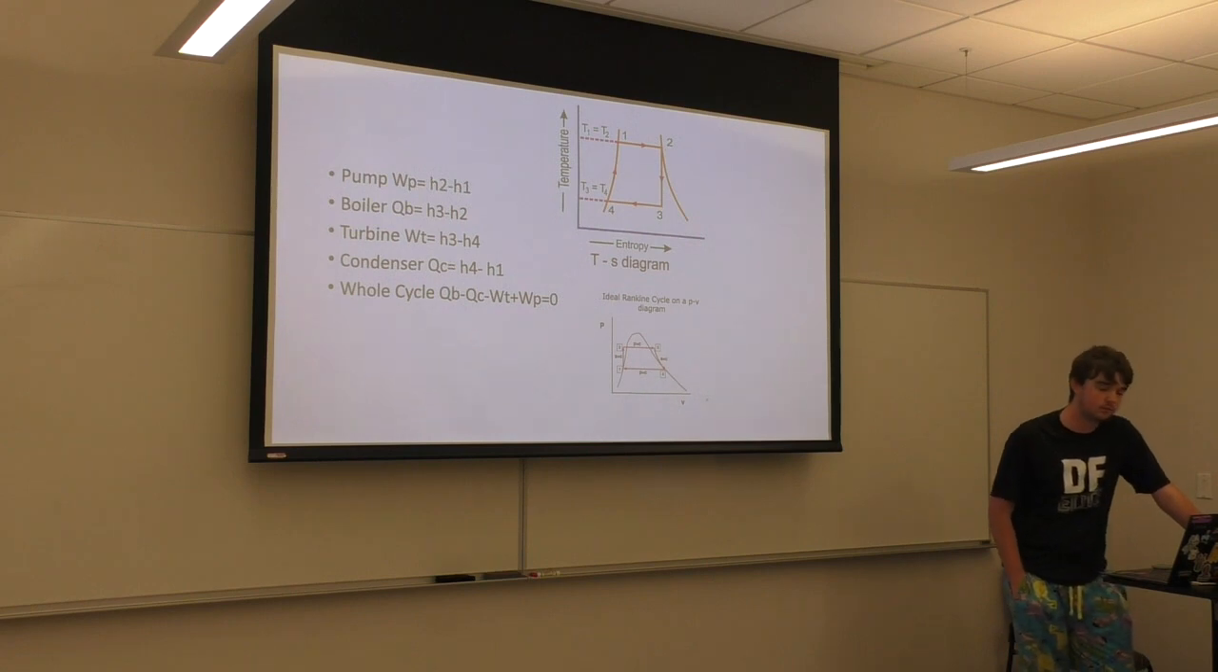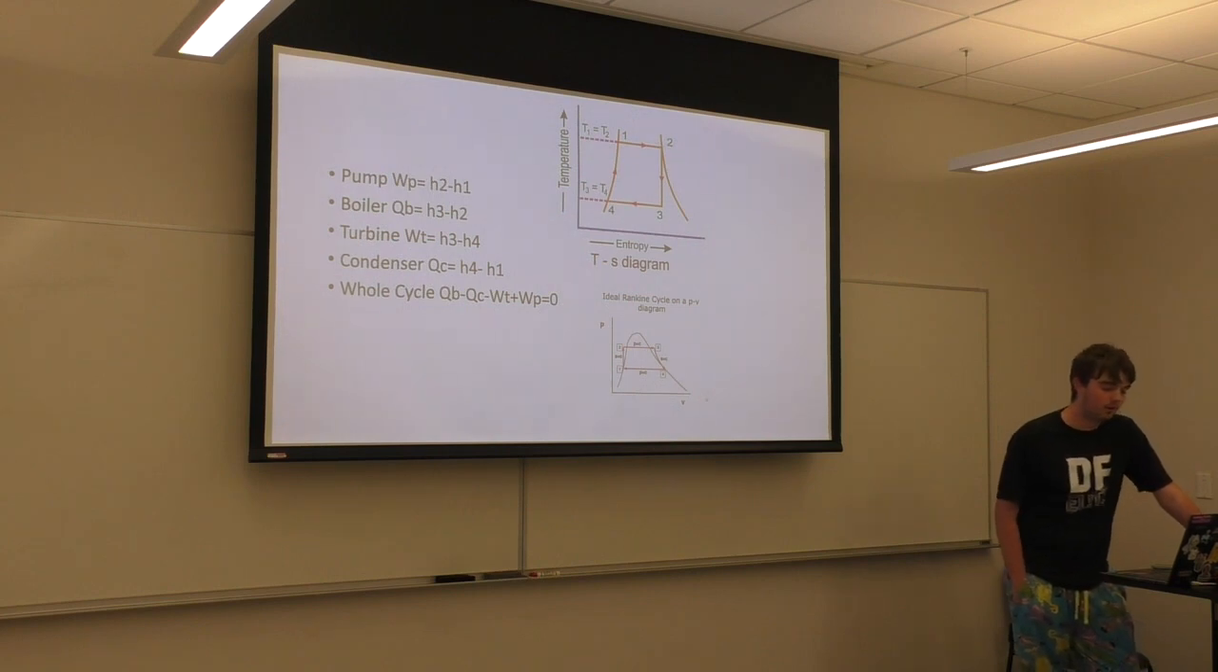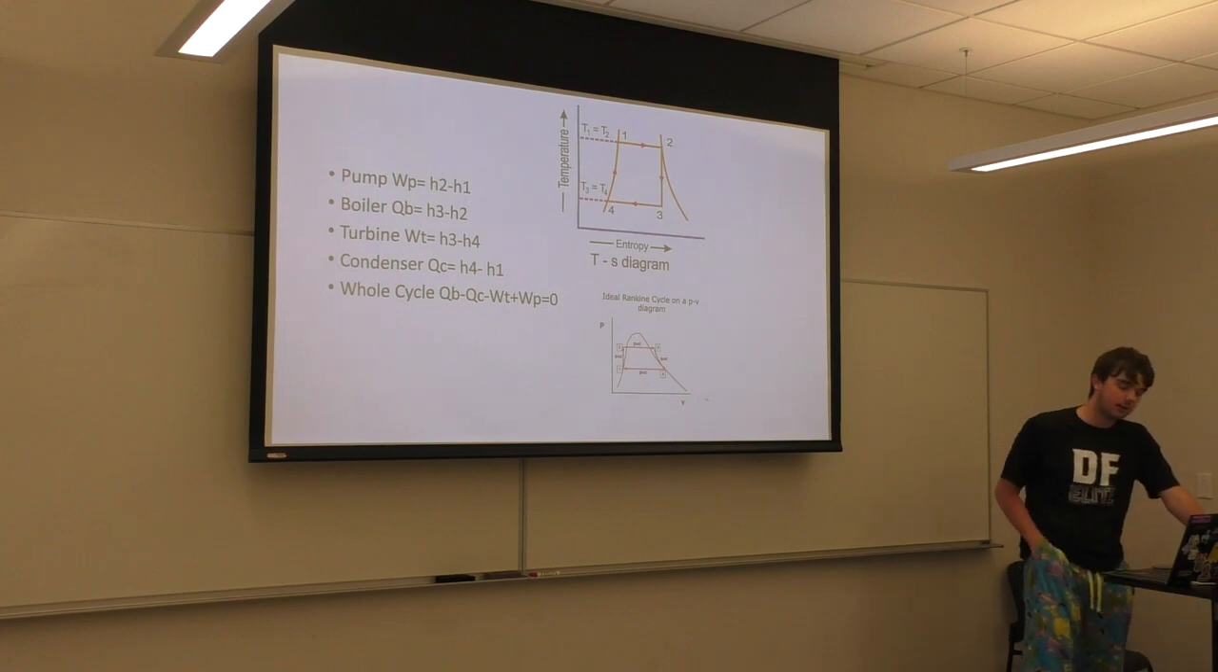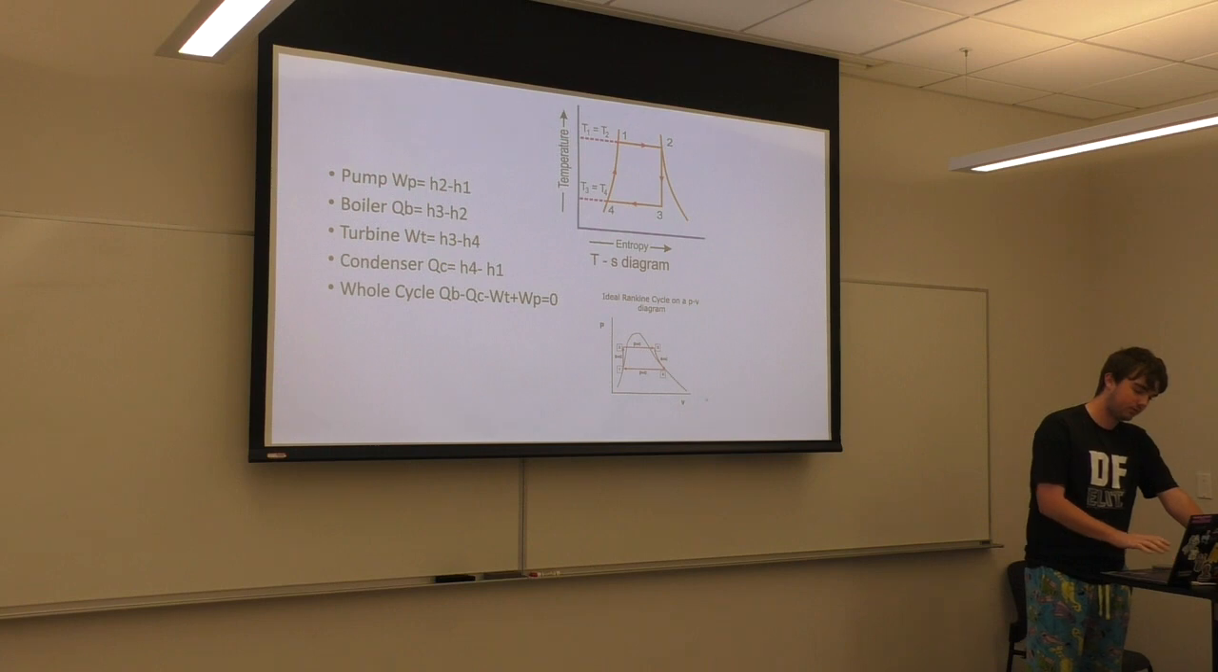And the whole cycle, if you want to calculate it, ideally would be the heat of the boiler minus the heat of the condenser minus the work of the turbine plus the work of the pump, which would equal 0.